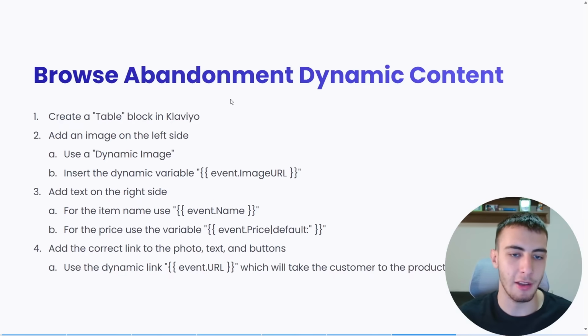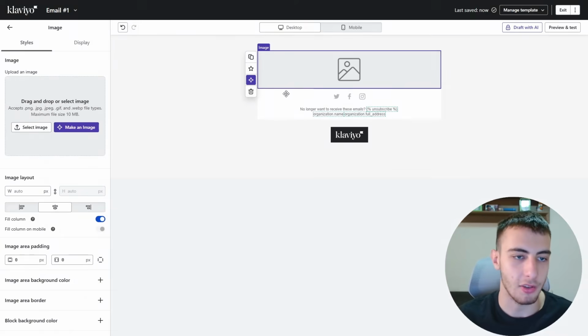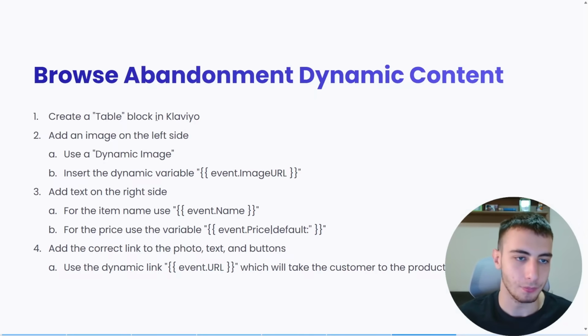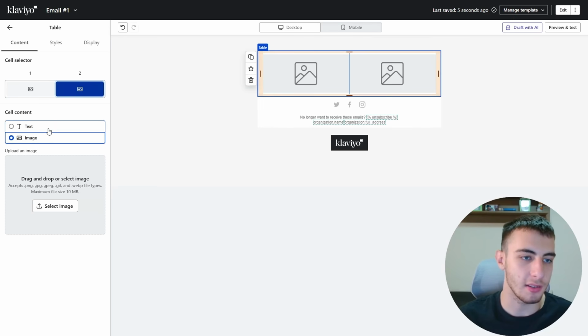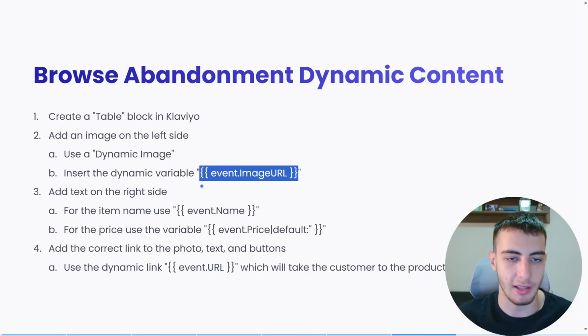And then we have browse abandonment left. That's going to be different again. So let's do that. The same thing, image, like that. Sorry, not image, my bad. I wanted to say table. So for a table, you create a table block in Klaviyo, done. Add an image on the left side. Boom, we change this. This is text. Insert the dynamic variable, copy and paste it, just like that.